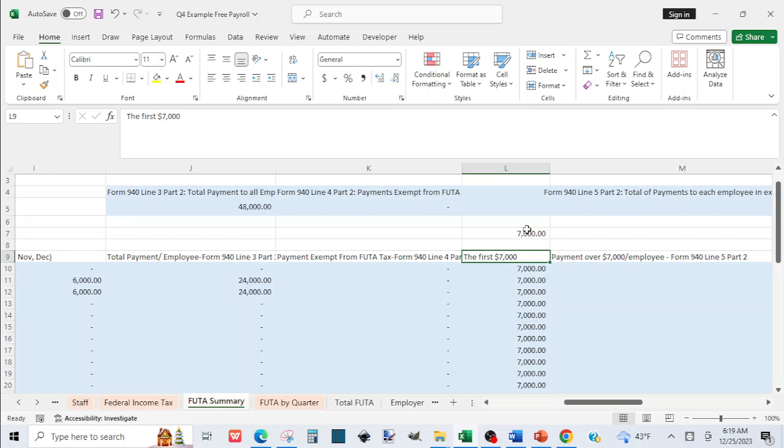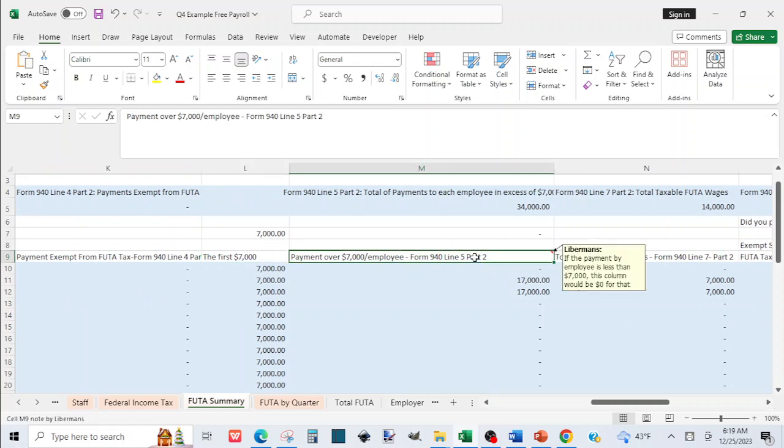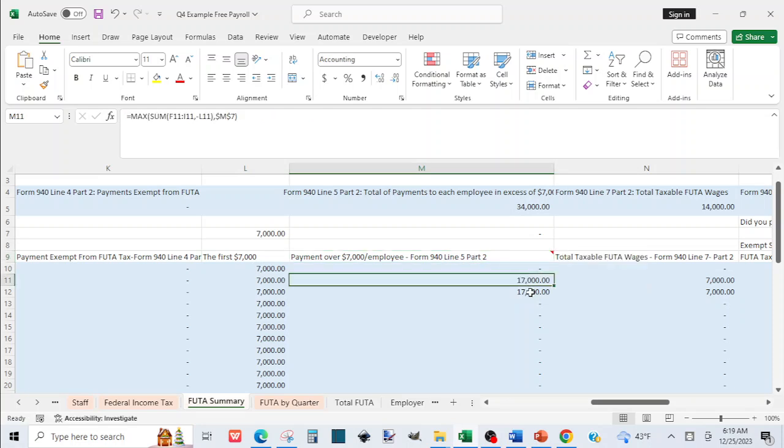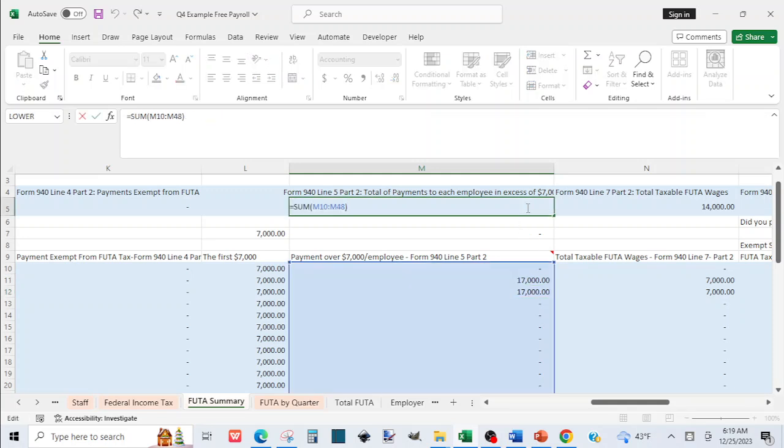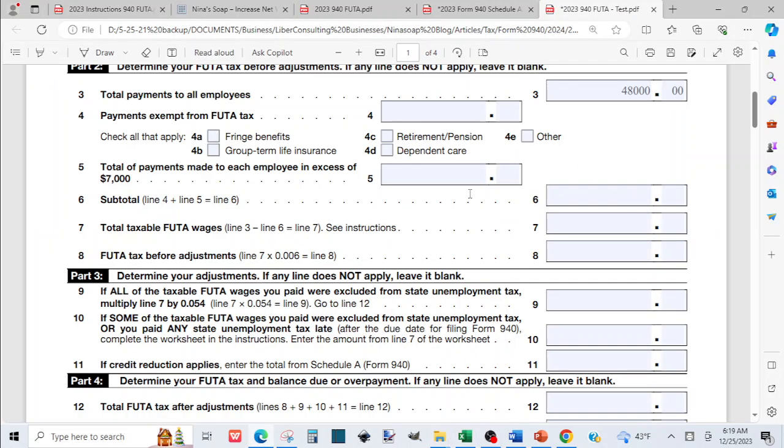And the first 7,000 is here, and we put that through, and the income in excess of 7,000 is 17,000 for the first person, 17,000 for the next person, totaling 34,000. So we'll put this 34,000 in on line 5.